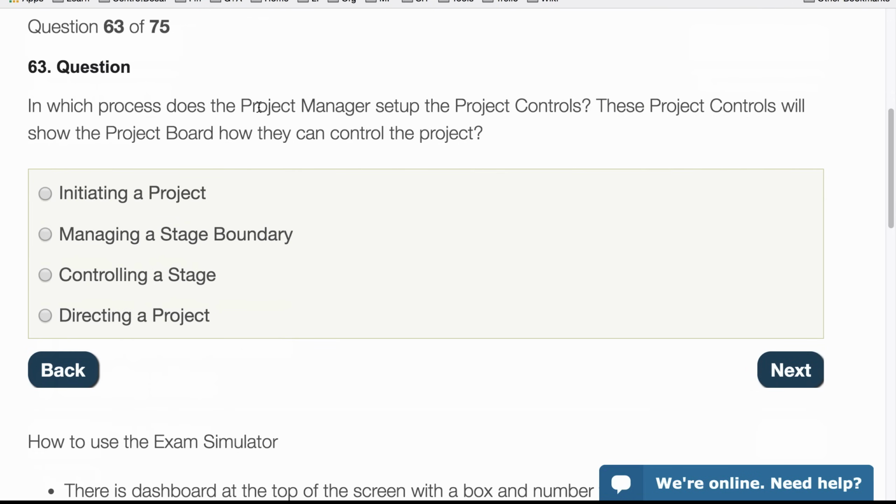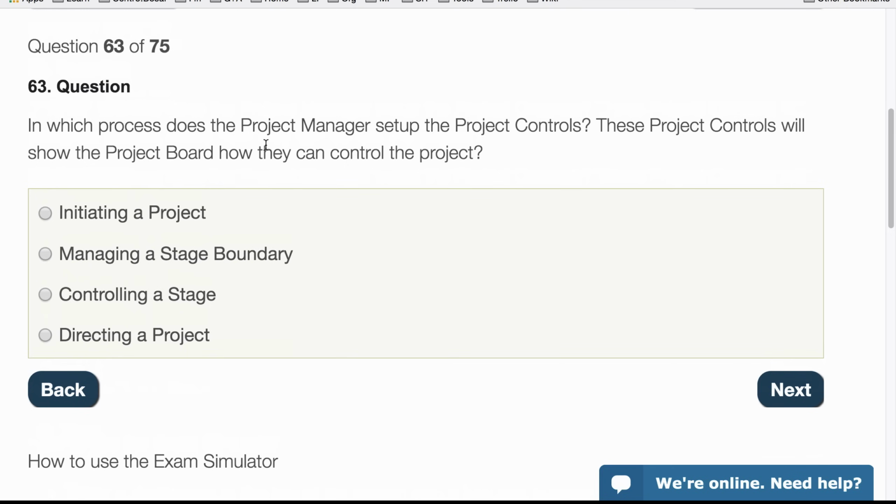In which process does the project manager set up project controls? These project controls show the project board how they can control the project. The project controls are set in what I call the planning phase of the project, which is the initiation phase. That's what PRINCE2 calls it. So that will be the initiating a project. Managing a stage boundary, it's a bit late. Controlling a stage is also a little bit late. And directing a project, that's for the project board.